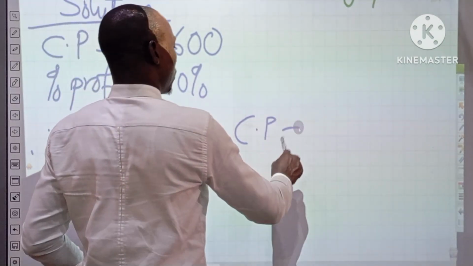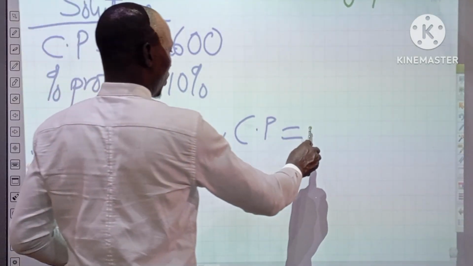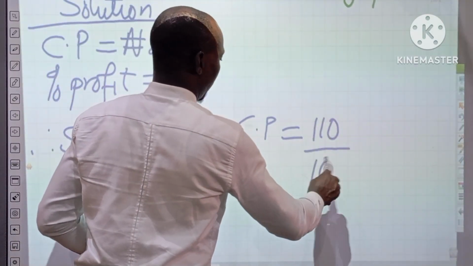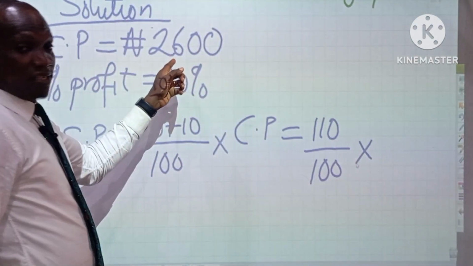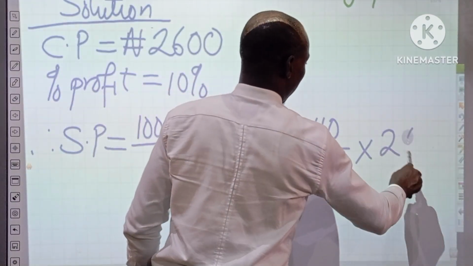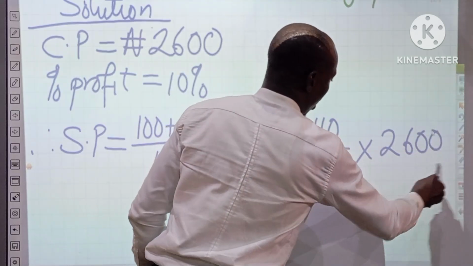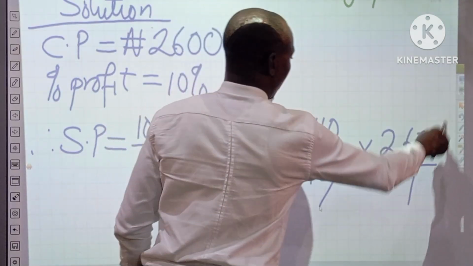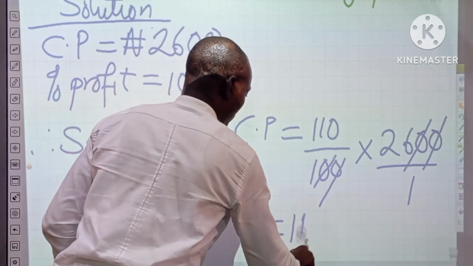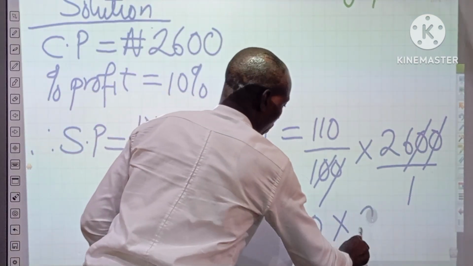Now, we can input these parameters into the formula. So we have 110 all over 100 times the cost price, which is 2,600 naira all over 1. Take this off, take this off. What we have left is 110 times 26.